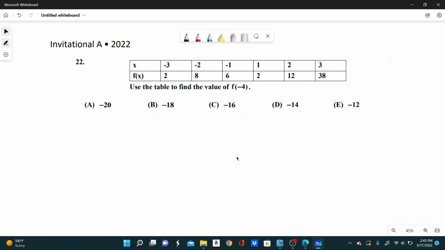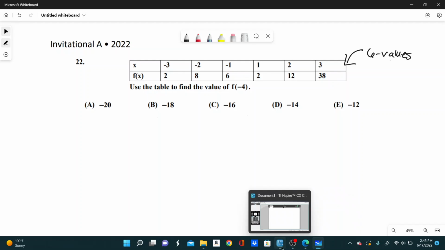Number 22. Use the table to find the value of f of -4. Alright, so we have a table and we have 6 values. And so it looks like we're going to need to do some sort of regression. So since we have 6 values, we know that we can use the maximum amount on our regression.